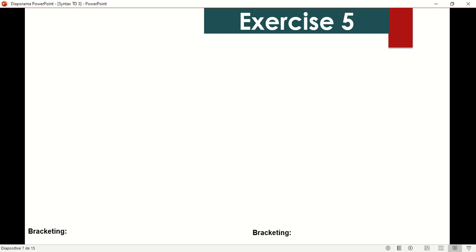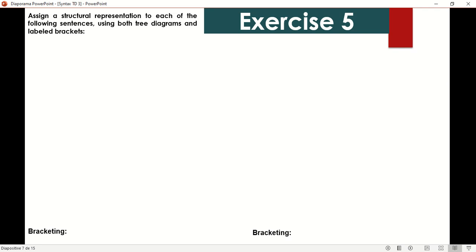Okay, now we'll move to exercise 5, where we are asked to assign a structural representation to each of the following sentences using both tree diagrams and labeled brackets. We've done that a lot, so this would be an easy practice for you. Just follow with me after, of course, you've tried yourself. Let's start with Mary thinks that John is clumsy.